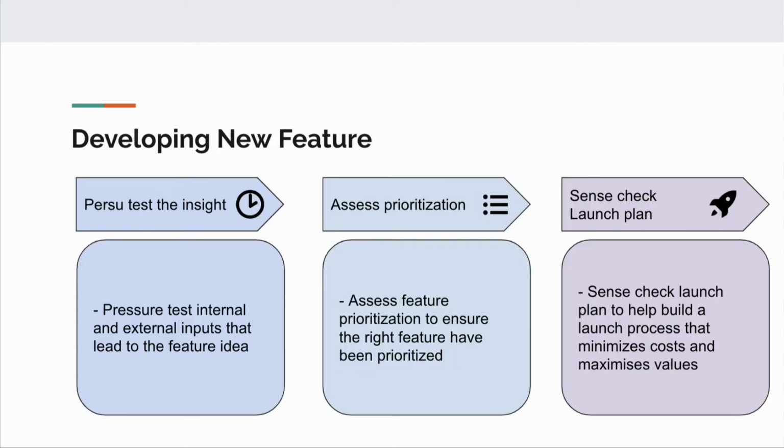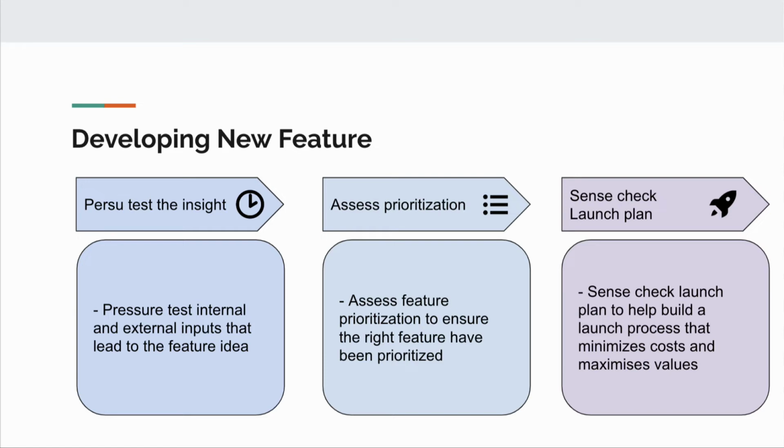So here, developing new features. Pursue internal and external insights that lead to the feature idea, so you can get all those insights and assess the feature prioritization to ensure the right features have been prioritized. Suppose there is some discount or special offer we want to launch in our product on Christmas Eve, Eid holidays, or Diwali, then how will we assess the prioritization of the feature?